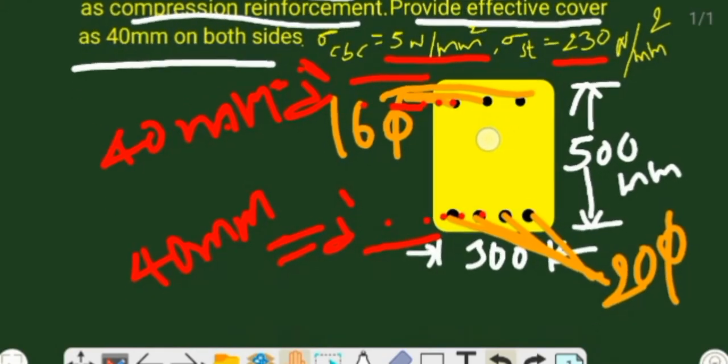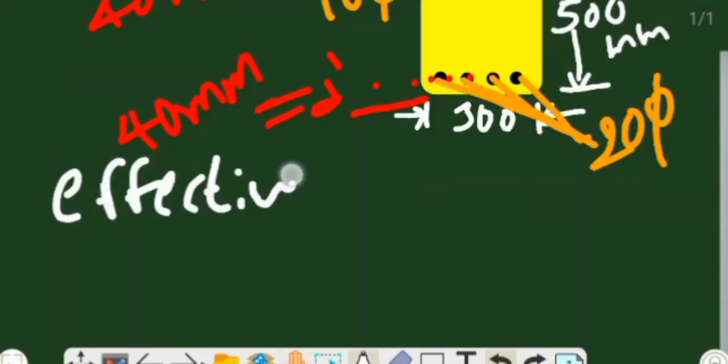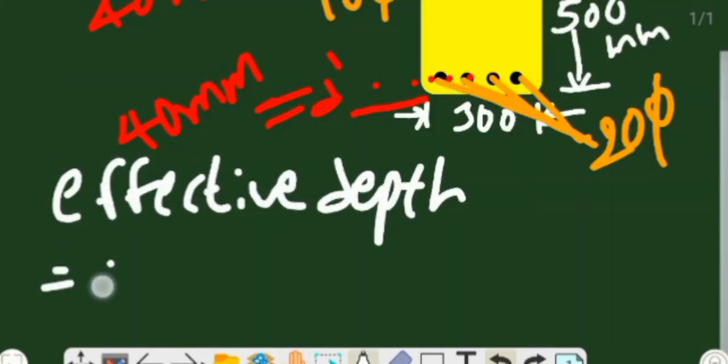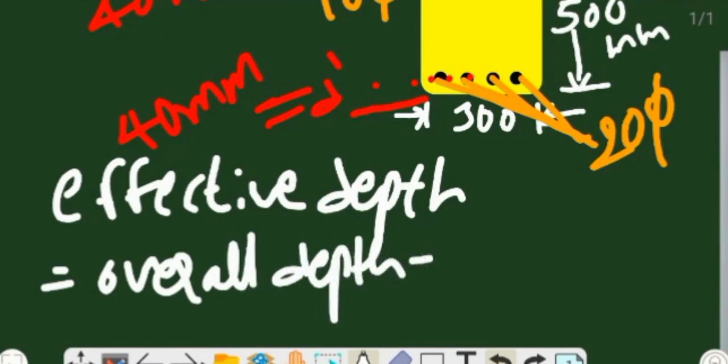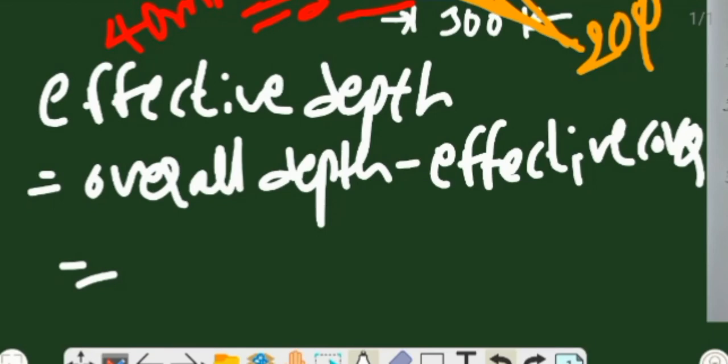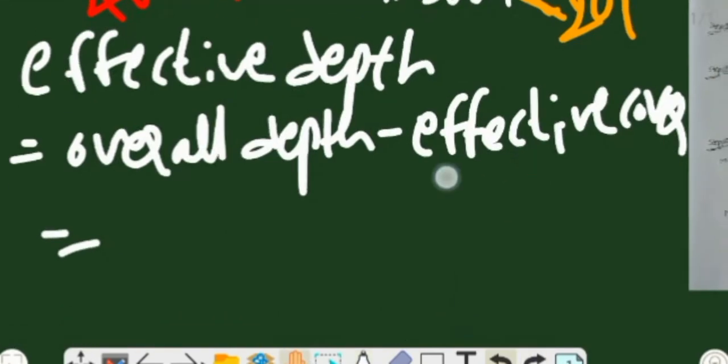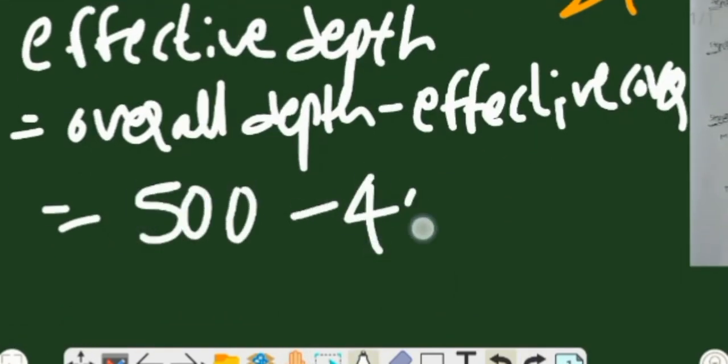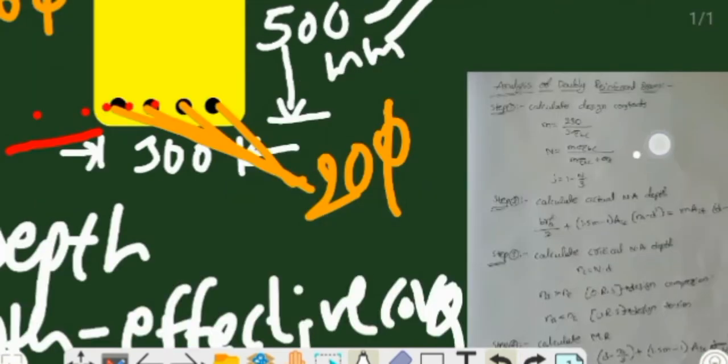In this question, effective depth is not given, so we have to find the effective depth first. Effective depth equals overall depth minus effective cover. So effective depth equals overall depth 500 mm minus effective cover 40 mm, equals 460 mm. Next we calculate the design constants.